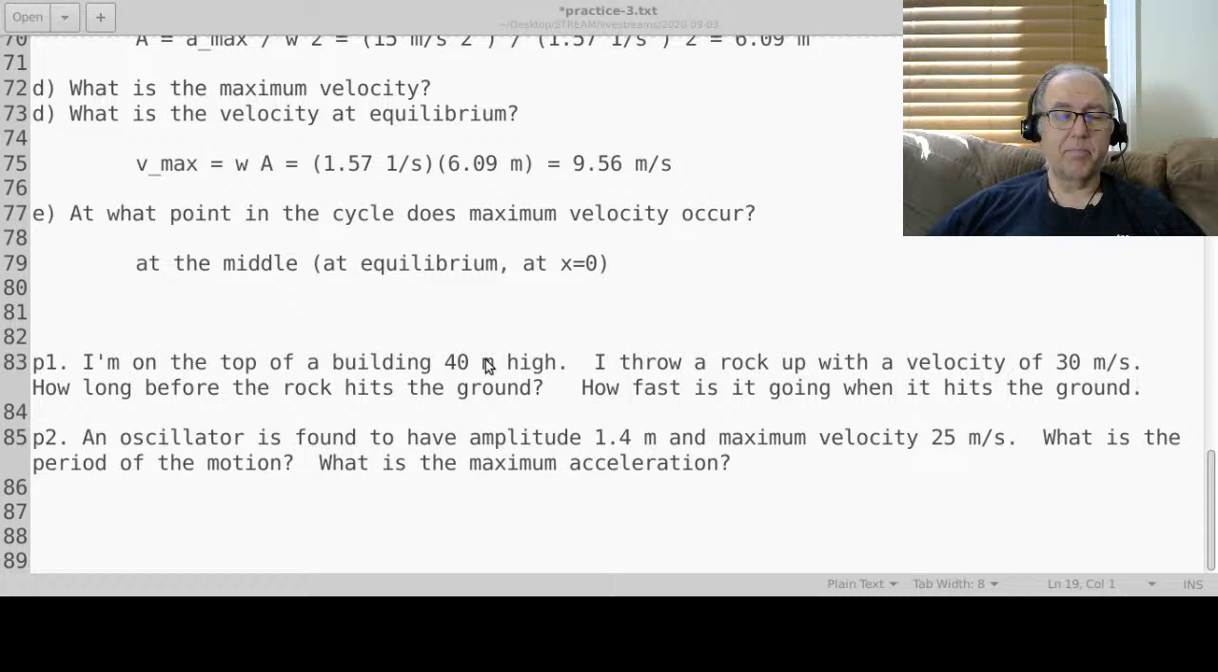You're at the top of a building 40 meters high, and you throw a rock up at 30 meters per second. How long before it hits the ground? And how fast is it going just before it hits the ground? Okay, so there's question number 1. Definitely we'll need the quadratic for that one.